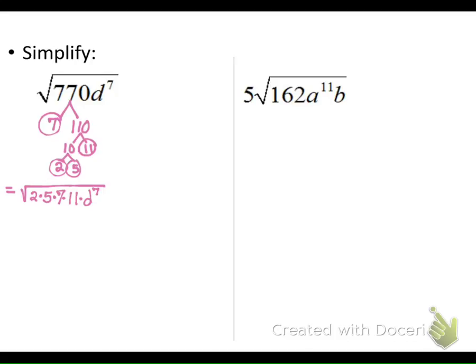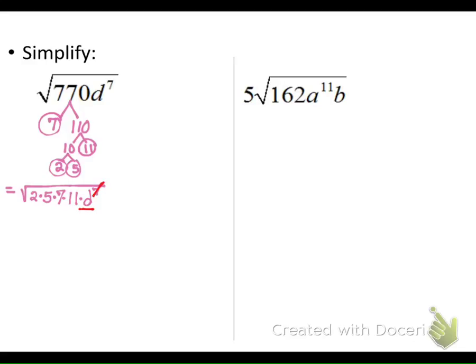My next step would be to circle my factor pairs. Do I have any factor pairs? No. Since I don't have any factor pairs, I then need to move to step 2 on my note sheet. Step 2 says to look at my variable, then look at the exponent. Is my exponent odd or even? Odd. Because it's odd, I'm going to have one variable left as the radicand. And then I'm going to take 1 off the 7 to get 6.